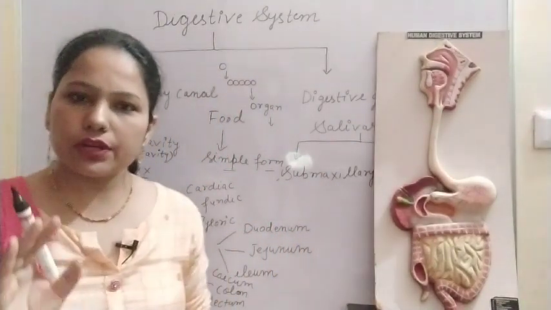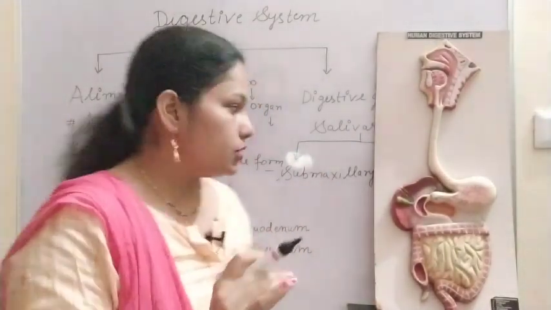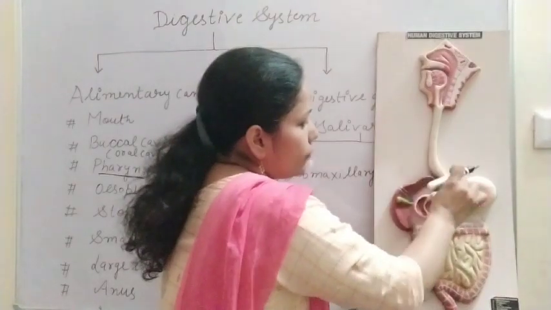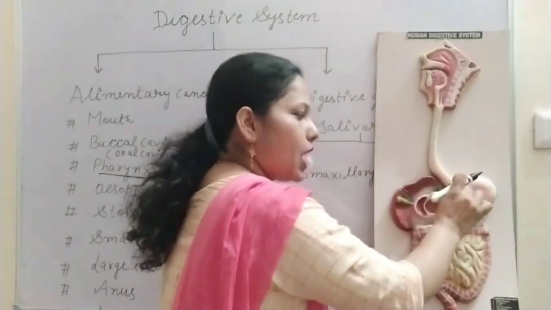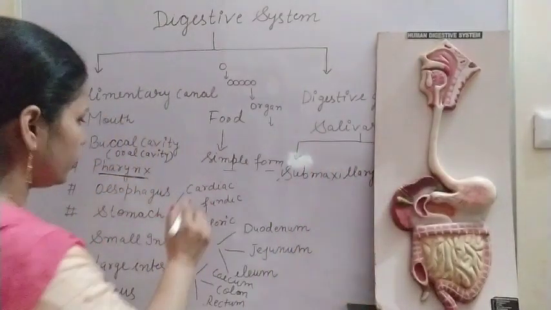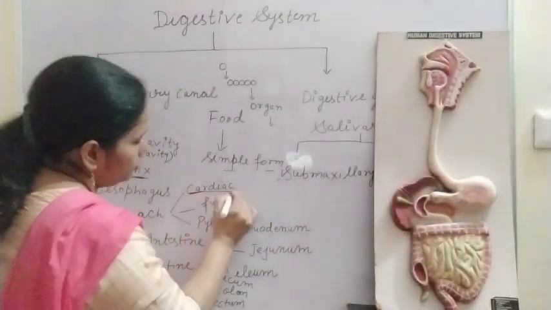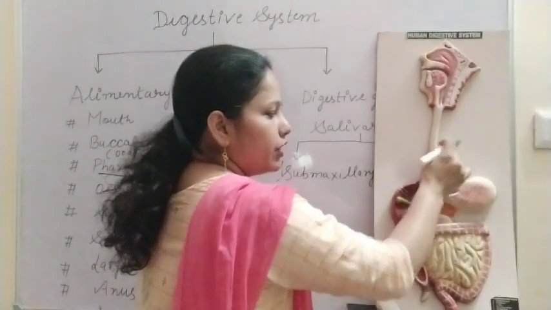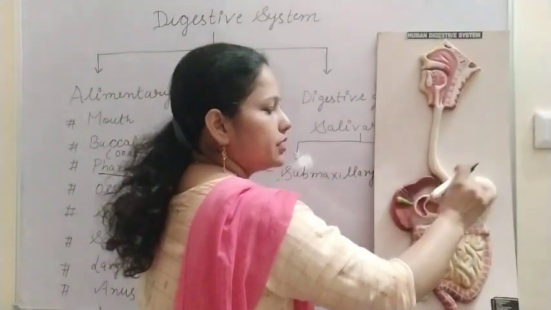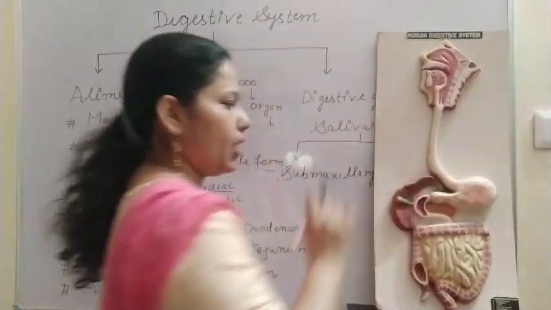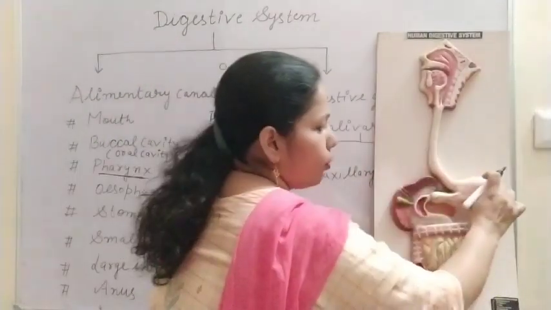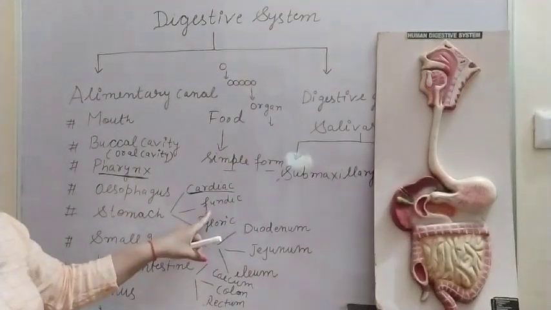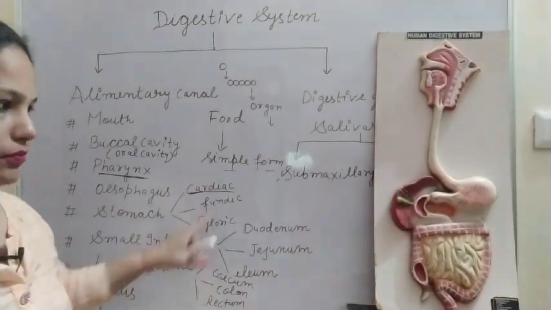Now there are three parts of the stomach. The first part: esophagus opens into which part of the stomach? That is known as the cardiac part. So the first part of the stomach where the esophagus opens, this is known as the cardiac part. The next part, the body of the stomach, is known as the fundus or the fundic region.